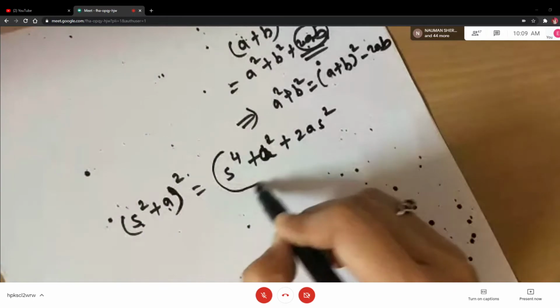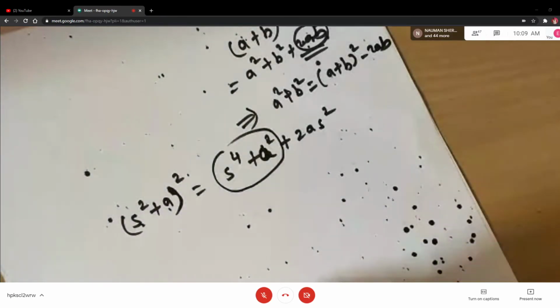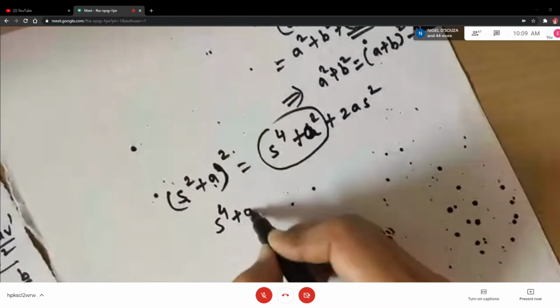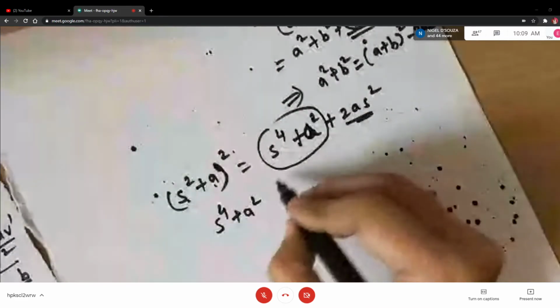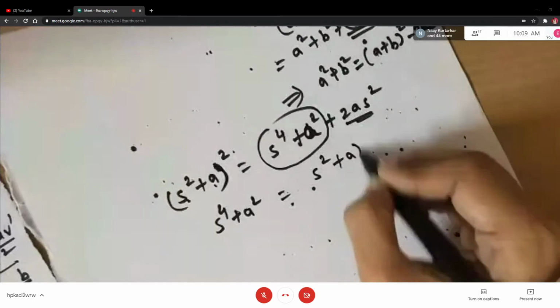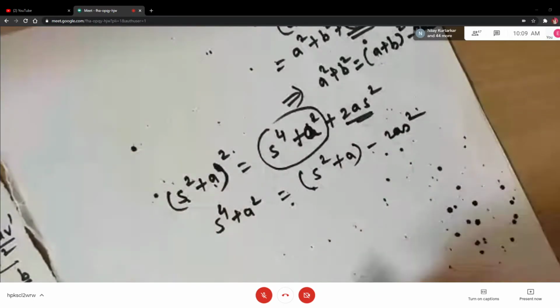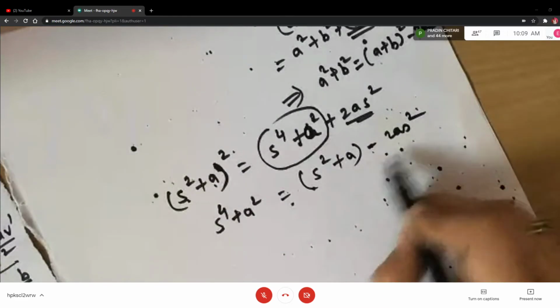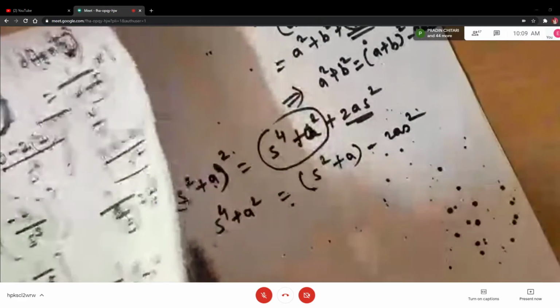You want substitution for this, correct? So I'll keep this on one side, s raised to 4 plus a square, and this term I'll transfer to the other side, that is s square plus a minus 2a square. So from where am I getting the minus sign, you understood? So the same thing I'm writing here.